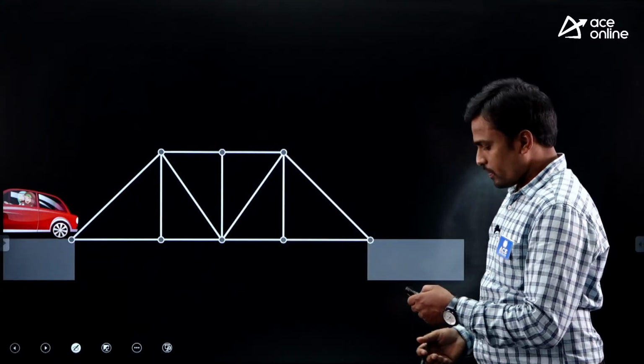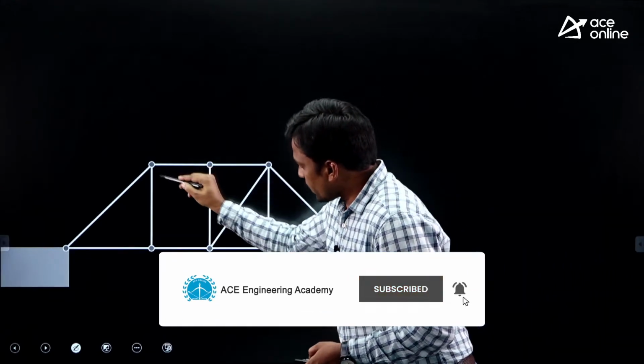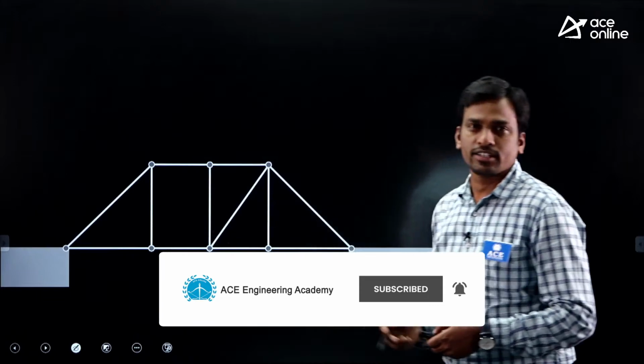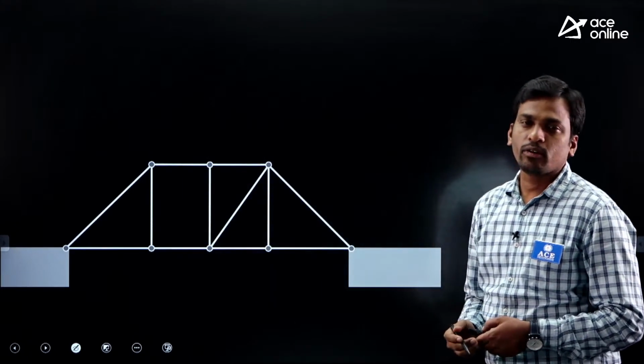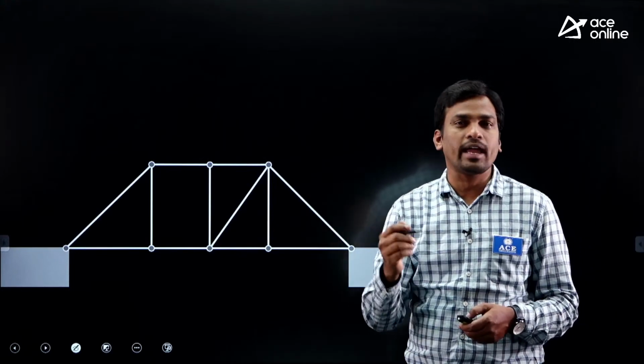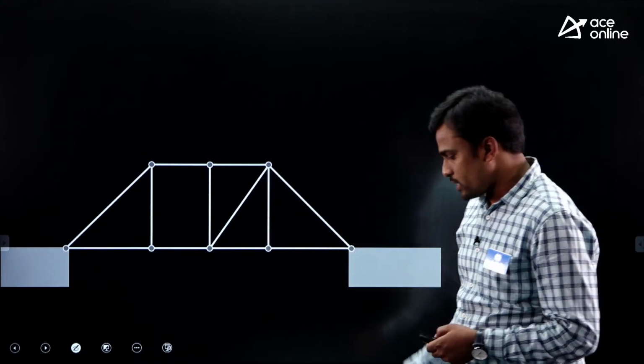Now I'll show one more truss. Here a triangle shape is missing, right? So in this panel there is no triangular shape. I told you the perfect shape of the truss is the triangular shape. Now if there is a missing triangular shape, then what is the problem?